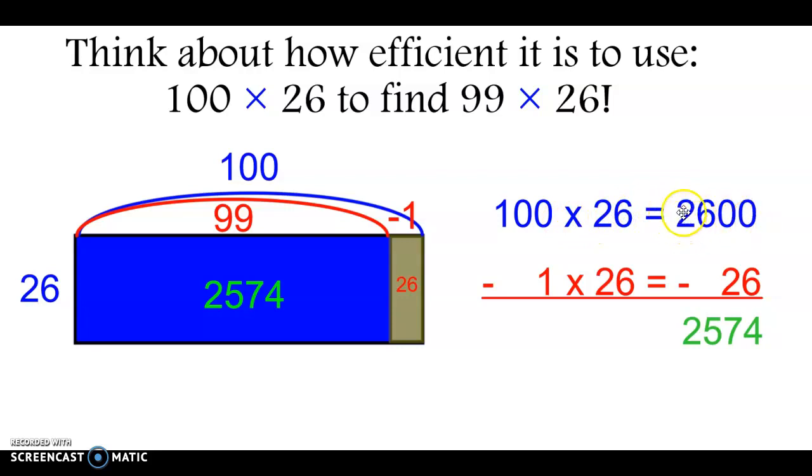But if we wanted to solve for 99 times 26, we have to take away one group of 26, or we have to take away 26 from that total. One group of 26 is 26. We're going to subtract 2,600 minus 26 to get us our answer of 2,574. That answer is in the array here, 26 times 99, the blue part that's left after we subtract that 26 is our answer.